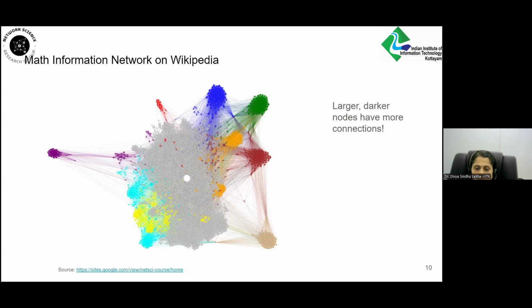Here you can see the links, but when you come to a denser component, you cannot see the links, which means the number of links inside this component is very large. So from this visualization, we can see which topics are there and which topic has a large number of pages. This gray one has a large number of pages and so on. So much more information is available.